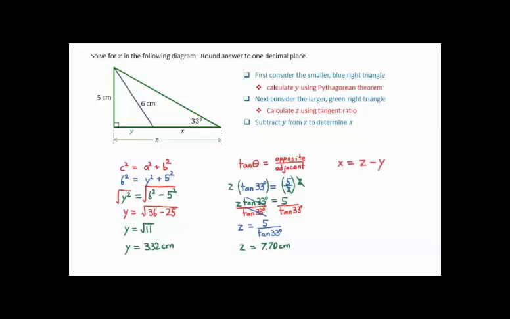Calculate x. X is equal to z minus y. Substituting in 7.70 for z and 3.32 for y. Rounding our answer to 1 decimal place, x equals 4.4 centimeters.